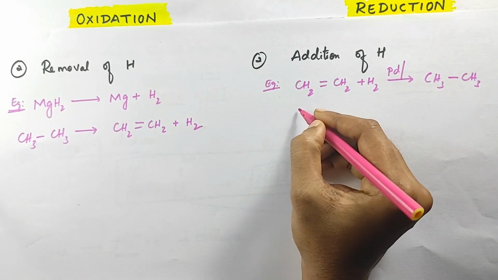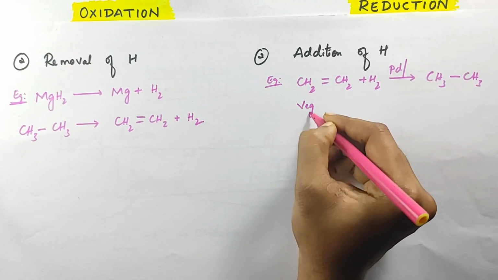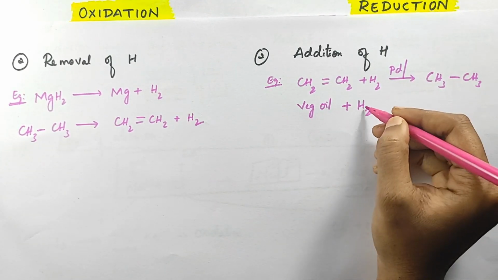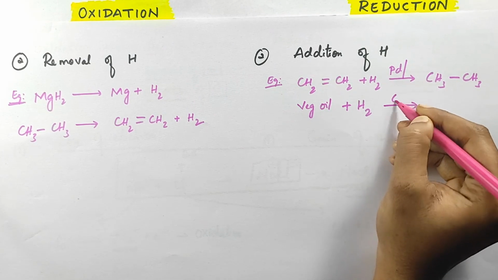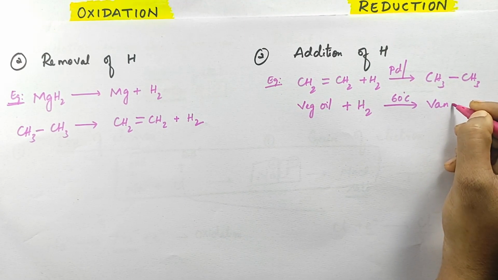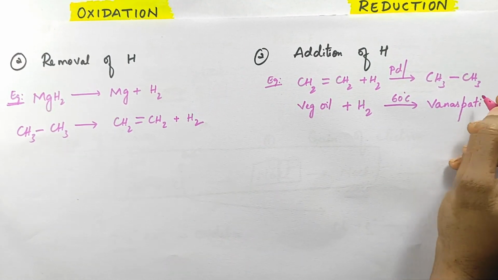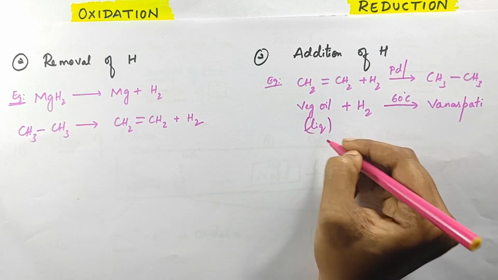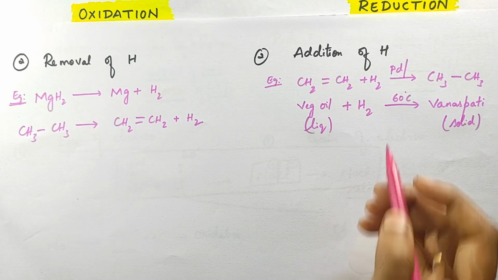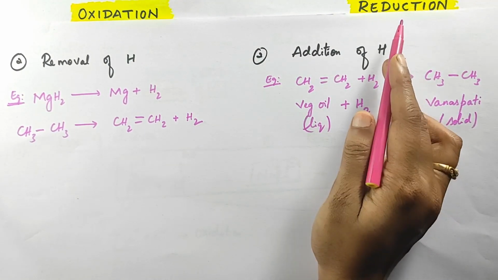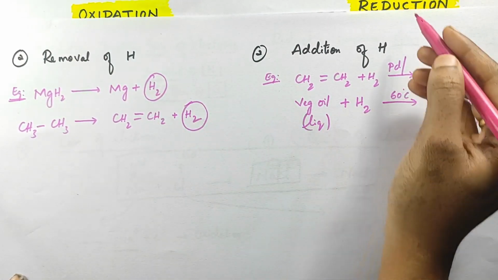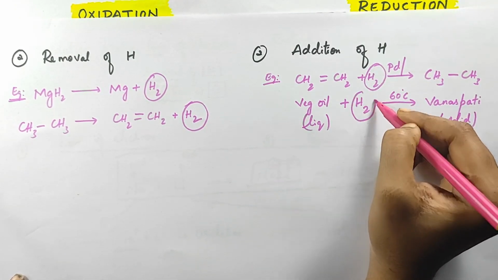So one more example is vegetable oil. By hydrogenation, which means addition of hydrogen, at 60 degrees Celsius, it is converted into vanaspati. The oil is in the liquid condition and the vanaspati is in the solid condition. This is another example for addition of hydrogen, that is reduction. So oxidation means removal of hydrogen. Reduction means addition of hydrogen.